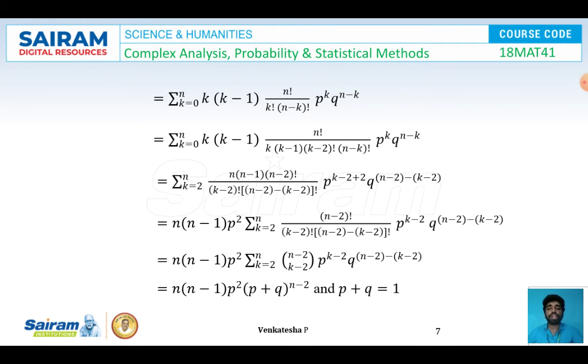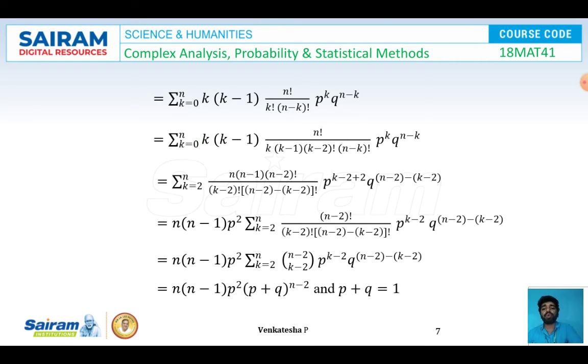So I got the expression like this. Summation k from 0 to n k into k minus 1 into n factorial by k factorial n minus k factorial p power k whole into q power n minus k. So now our job is to eliminate k into k minus 1 from this expression. So for that I am going to expand k factorial as k into k minus 1 into k minus 2 factorial. So I got the expression like this.